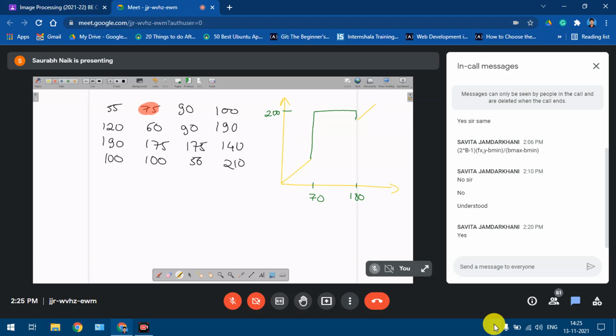So we have the pixels in the range of 70 to 180. That is this one, this, this, this, this, this. All these pixels which have been marked have to be set to the value 200. The rest of the pixels, since they're outside the range, will stay the same.